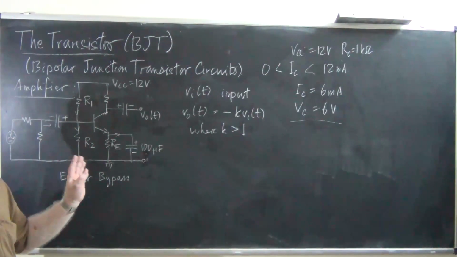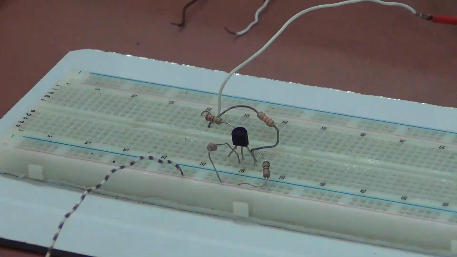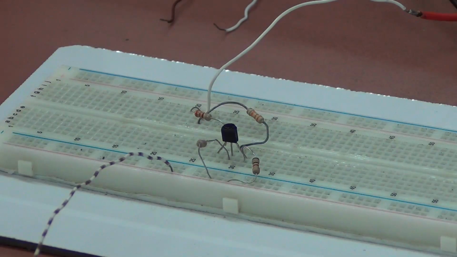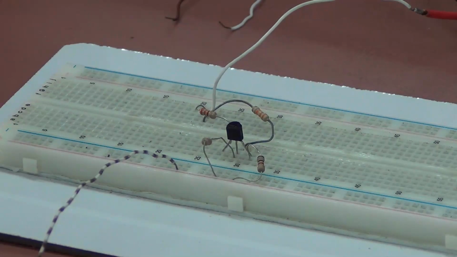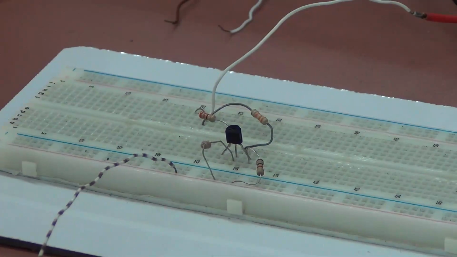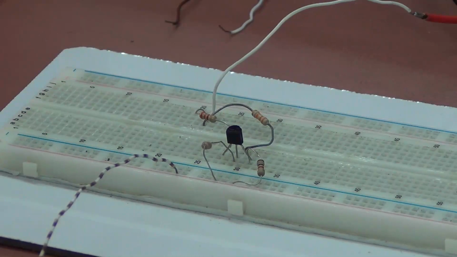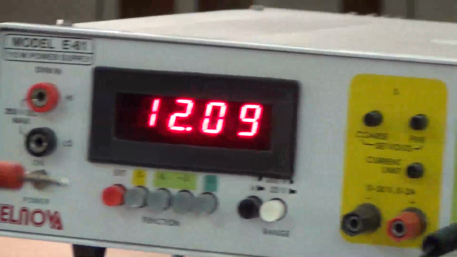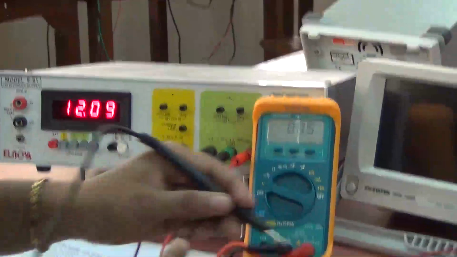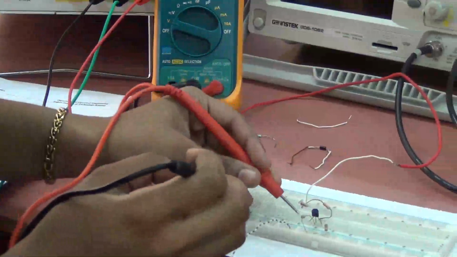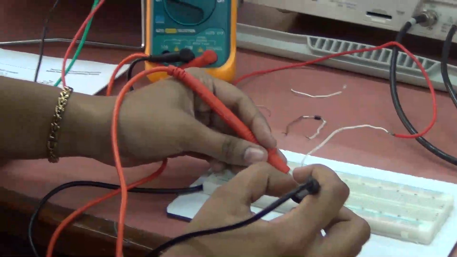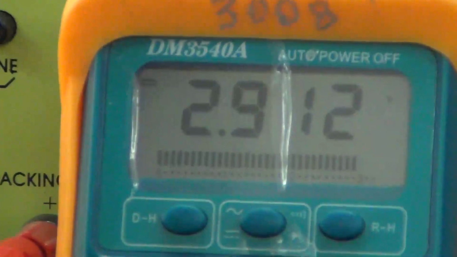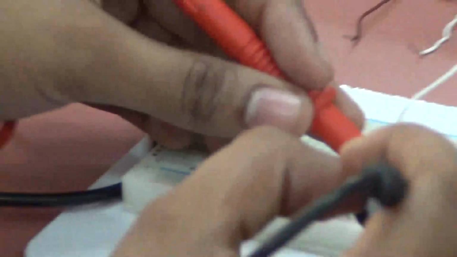The second part of the experiment is the common emitter amplifier. We will wire the circuit with only the resistors RC, R1, R2 and RE. Now we have to measure the node voltages VB, VC and VE. So we will bias the transistor using a 12 volt supply and we will measure the collector voltage. As you can see from the multimeter, the collector voltage is coming to be around 3 volt. Now we will measure the base voltage, and as you can see it is coming to be around 3.4 volt.